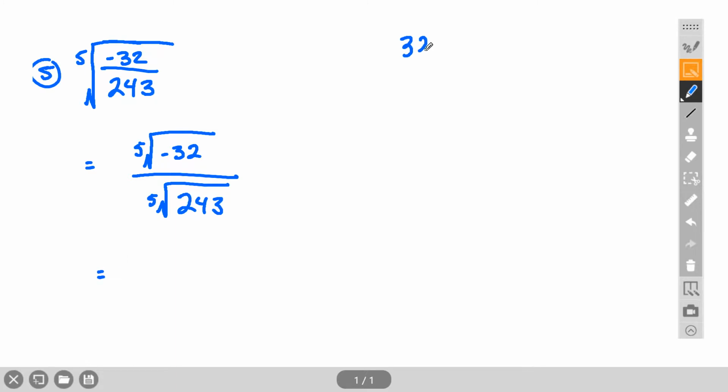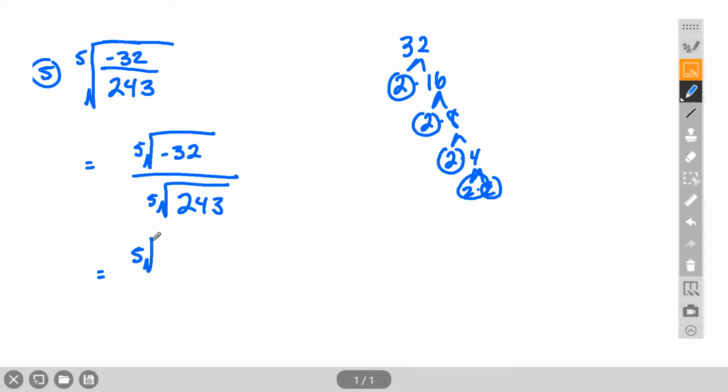Okay, so let's start with the numerator. That's 2 times 16. 16 is 2 times 8. 8 is 2 times 4. And 4 is 2 times 2. So 5 2's multiplied together. That should kind of give you an idea of what the fifth root of negative 32 is, because it's 5 2's multiplied together.